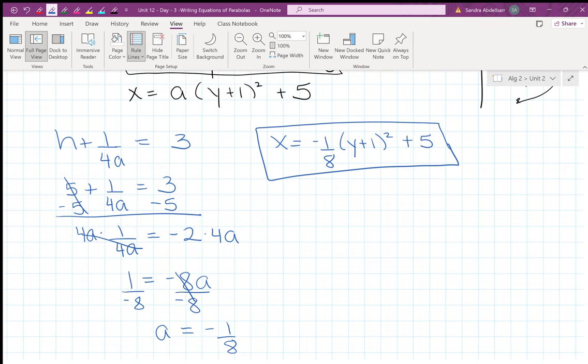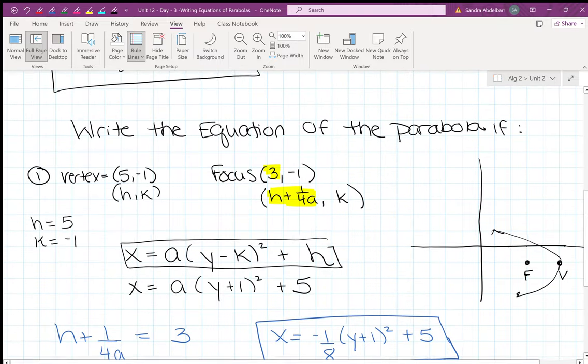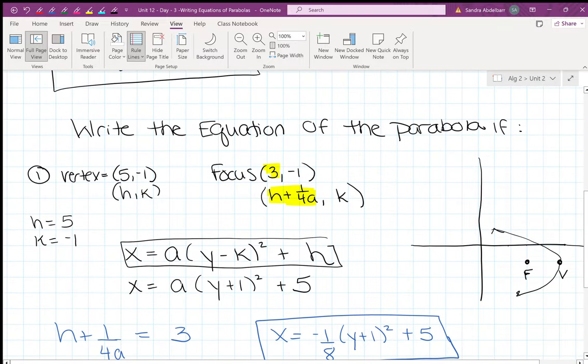Why did we set the equation equal to 3? If you remember last class when I gave you all the different formulas, if it were a horizontal parabola, the formula for the focus is H plus 1 over 4A, comma K. Well, they're telling us the focus is 3, -1. That means the first coordinate, H plus 1 over 4A, has to equal 3, and the second coordinate, which is K, has to equal -1. Does that make sense?